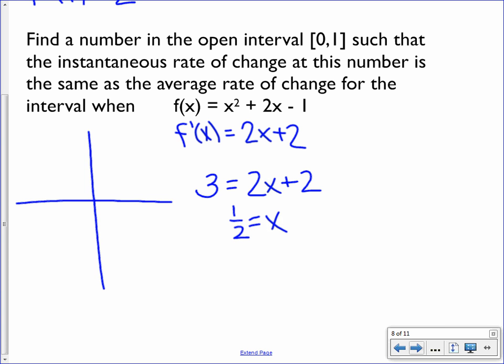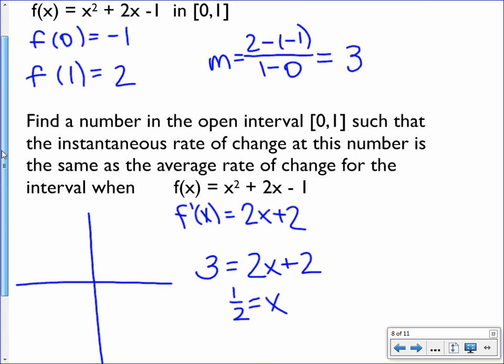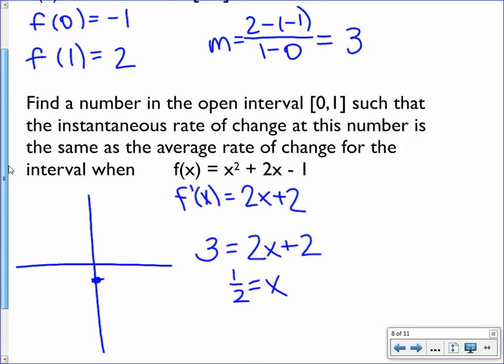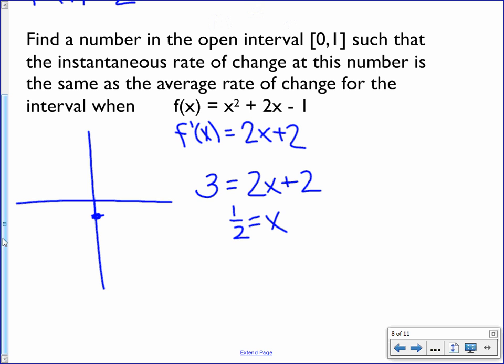Graphically, it crosses the diagonal. Let's see, what did we have? 0, negative 1, and 1, 2. So we know it's a parabola, right? And so our average rate of change is the same as the instantaneous rate of change at 1/2.